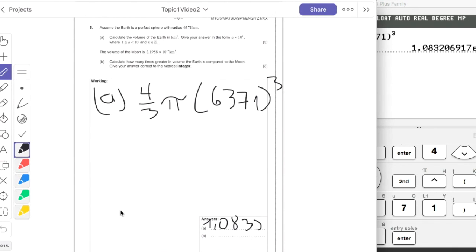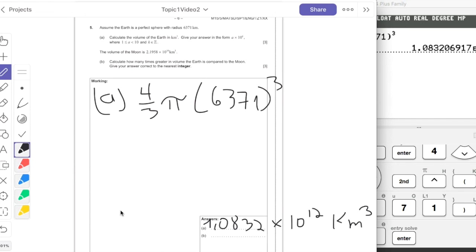1.0832, etc. Make sure I round it correctly. That's a 0, so I think I'm okay at that point. And again, the units are important here, kilometers cubed, or I'll lose a point overall on the paper for units if I forget my units somewhere along the line.